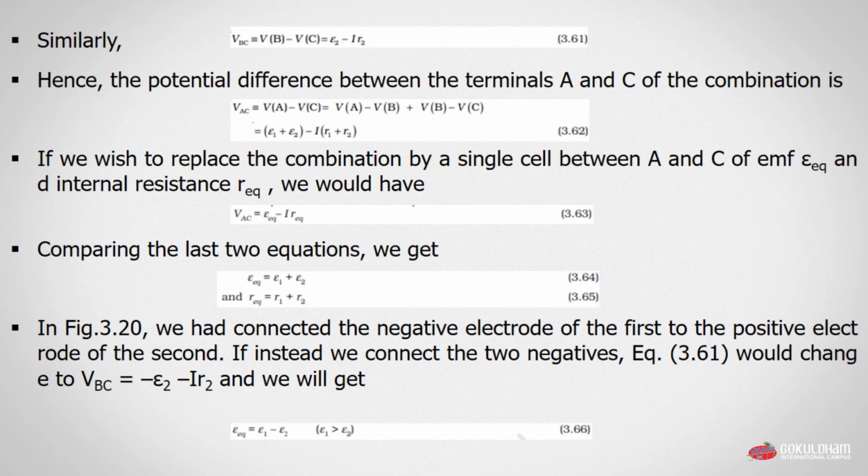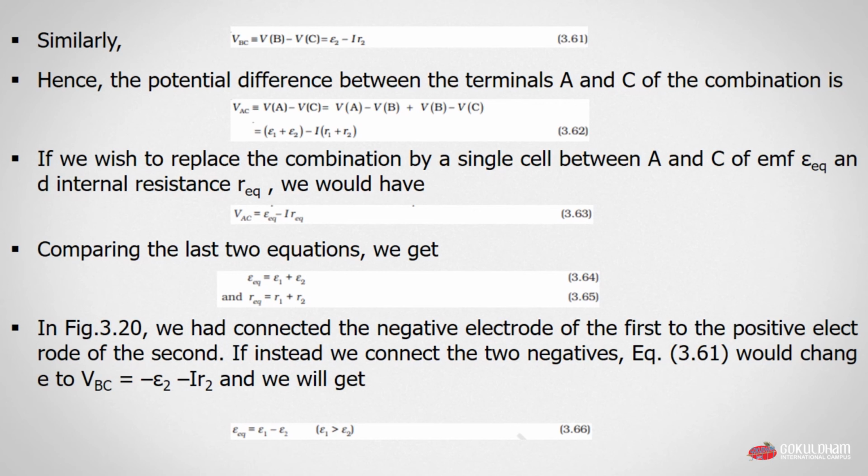Comparing the last two equations, equations 3.63 and 3.62, we get epsilon_eq equal to epsilon 1 plus epsilon 2 and internal resistance R_eq equal to R1 plus R2. Here epsilon_eq equal to epsilon 1 plus epsilon 2 is our equation 3.64, and R_eq equal to R1 plus R2 is our equation 3.65.